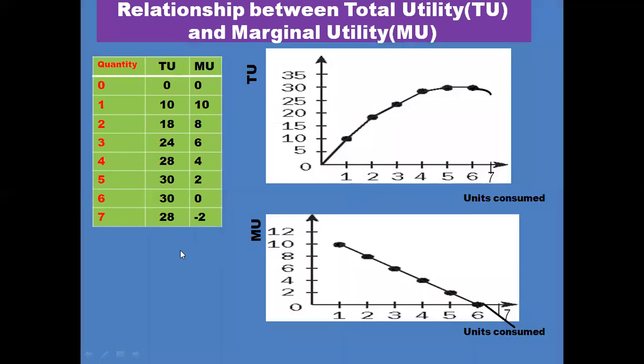In the previous slide, I've drawn the diagram little smaller because we have to write some points as well in the slide. Here I've drawn a big diagram, the same diagram. You can refer to it. TU is on the vertical axis, here MU in the vertical axis. TU is increasing at a decreasing rate. It is reaching the maximum and then it is decreasing. MU is decreasing, reaching 0 and then it is becoming negative. It's the same diagram.